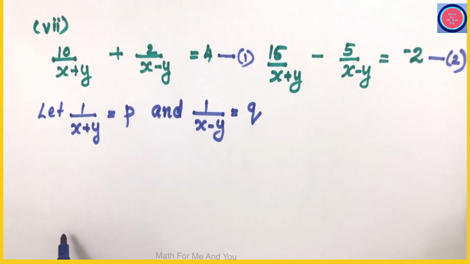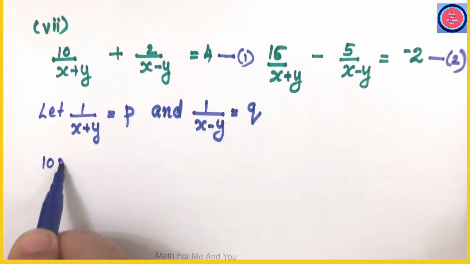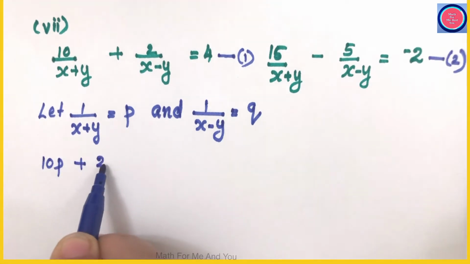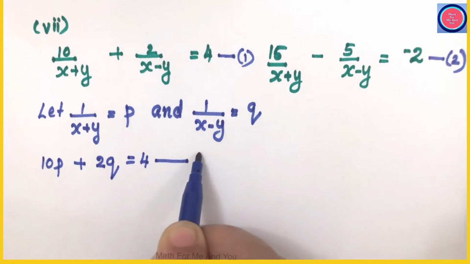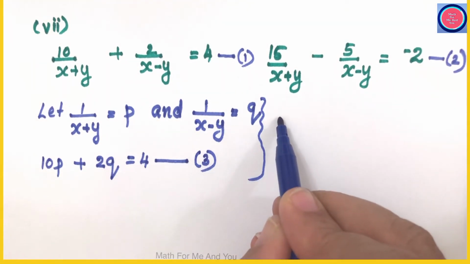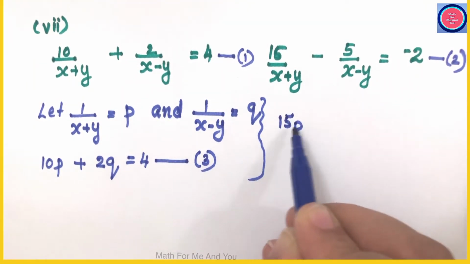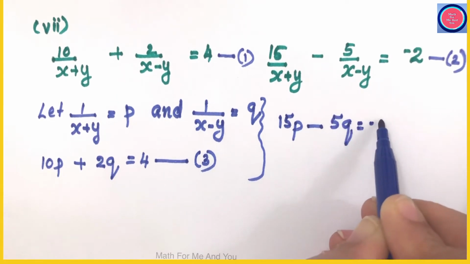Now both equations we can change. The first equation becomes 10 times p plus 2 times q, 10p plus 2q equals 4. See, this is of the form ax plus by equals c. This equation we could mark as equation number 3. The second equation we can write as 15p minus 5q is equal to minus 2.